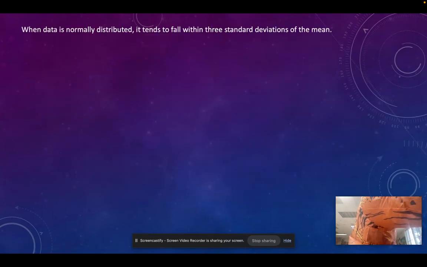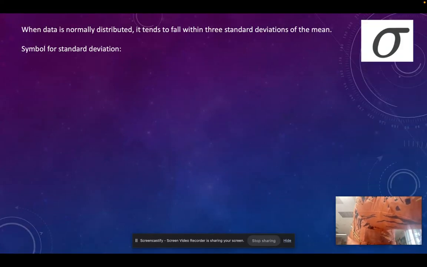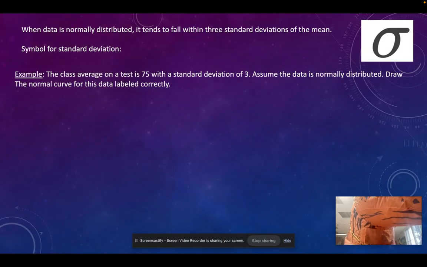When data is normally distributed, it tends to fall within 3 standard deviations of the mean. We'll talk more about this shortly. The symbol for standard deviation is sigma. It looks like this, the Greek character sigma.